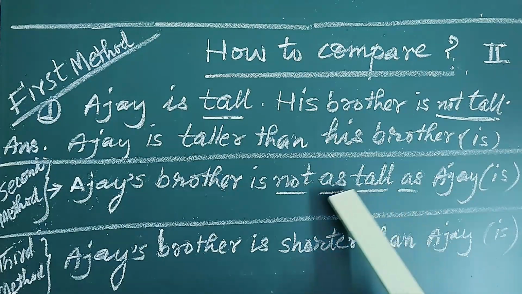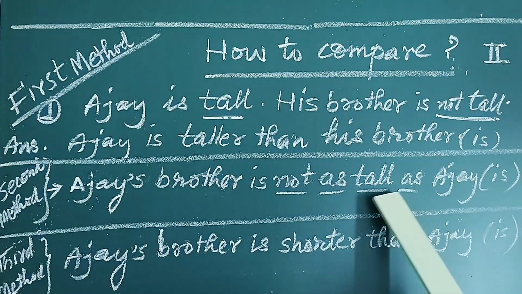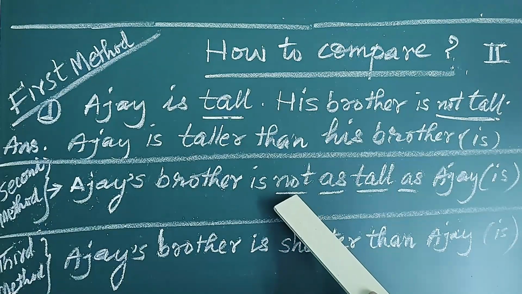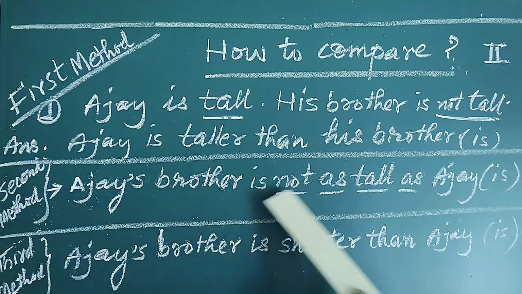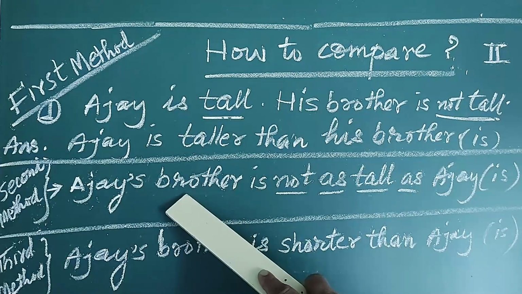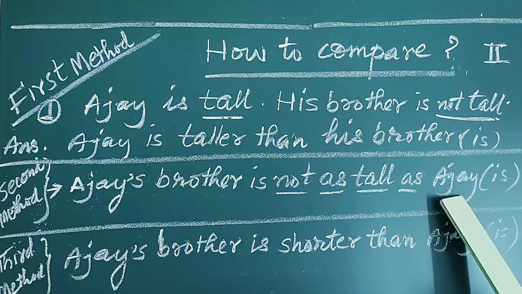So this is a combination of as plus adjective plus as, and in order to decrease the quality of the adjective we use not. So this lesser quality goes with Ajay's brother. That means Ajay's brother is not tall. The same thing we write here: Ajay's brother is not as tall as Ajay is.